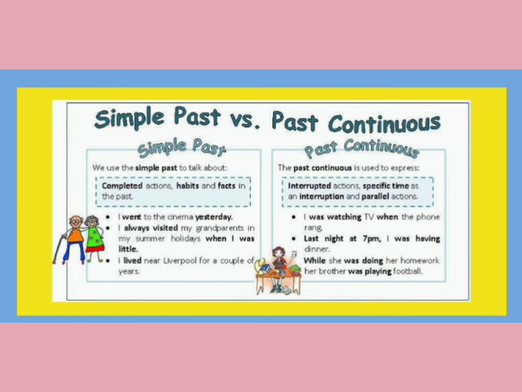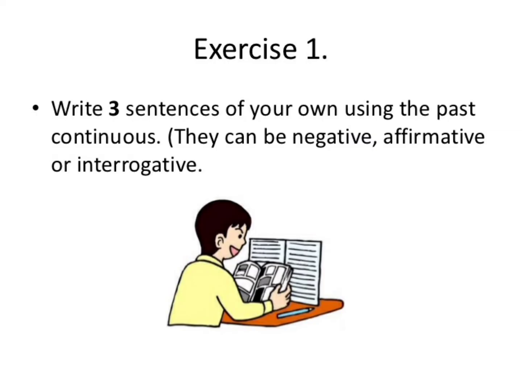And past continuous can be used for interrupted actions or parallel actions. For example, I was watching TV when the phone rang. Last night at 7 p.m. I was having dinner. While she was doing her homework, her brother was playing football.